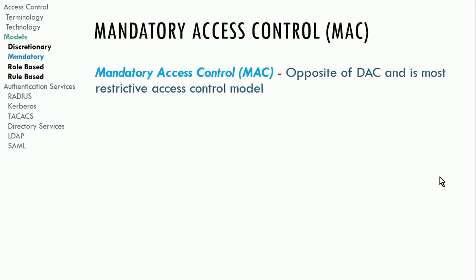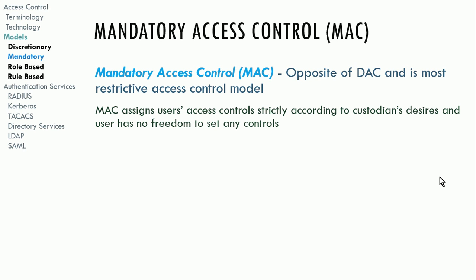In mandatory access control, it's sort of the opposite of discretionary, where rather than the users having direct control over their files, the custodian has control over the files. The custodian is the one that makes the decision or sets the settings as to what they can and cannot do with files. So even if a user creates a file in mandatory access control, that doesn't necessarily mean that they have control of the file. They may be able to create the file and not edit it. They may be able to create it and not give it to someone else or something like that.